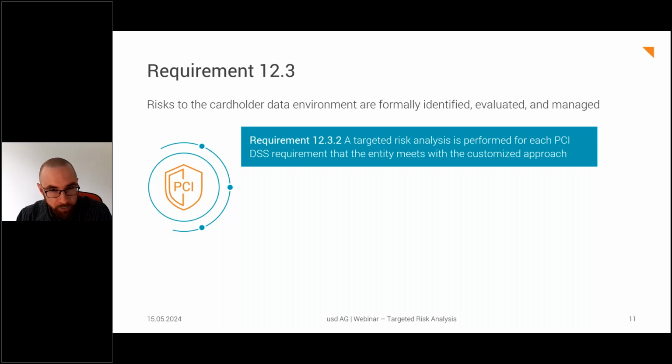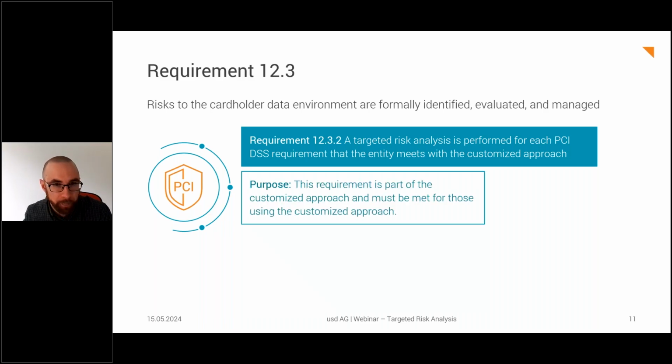This says that a targeted risk analysis needs to be performed for every PCI DSS requirement where you use the customized approach to meet it. Purpose, of course, is that you want to do this for the customized approach. So this is also a requirement that you cannot meet using the customized approach.